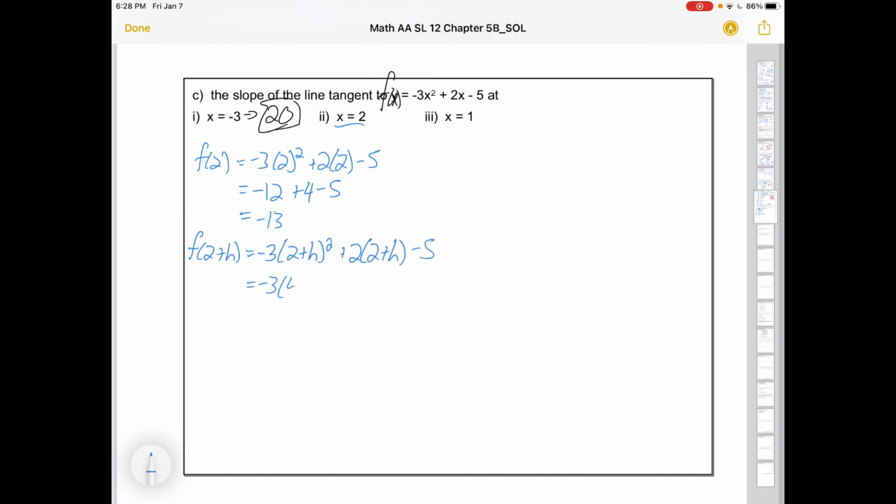So we go through 4 plus 4h plus h squared. Again, if you're not sure, then write that 2 plus h out twice and FOIL. 4 plus 2h minus 5. Bit of a mess here. Negative 12 minus 12h minus 3h squared plus 4 plus 2h minus 5. Putting these all together, we get negative 13 minus 10h minus 3h squared.